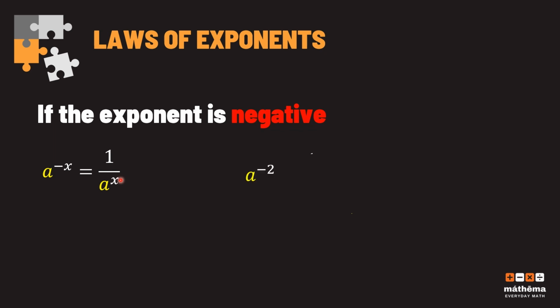For example, we have a raised to the negative 2. Again, get the reciprocal and make the exponent positive. This will give us 1 over a squared. Again, a raised to the negative 2 will give us 1 over a squared. Another example, 3 raised to the negative 2. Again, get the reciprocal and make the exponent positive. So we will have 1 over 3 squared. Simplify, 1 over 9.